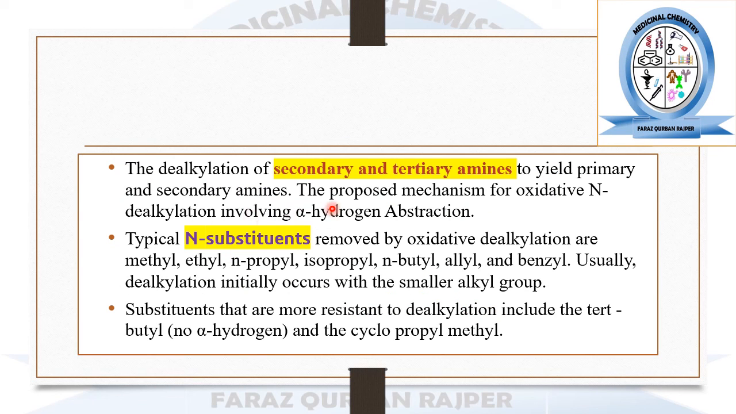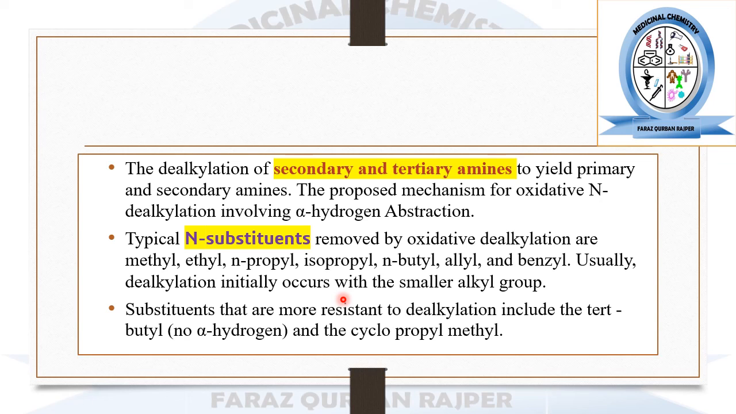The dealkylation of secondary and tertiary amines ultimately converts them into primary and secondary amines. Whenever a secondary amine undergoes dealkylation, it gets converted into a primary amine, and a tertiary amine is converted into a secondary amine. The proposed mechanism for N-dealkylation involves abstracting the alpha hydrogen atom. The typical N substituent removed by oxidative dealkylation can be methyl, propyl, and isopropyl. Usually N-dealkylation occurs initially with the smaller alkyl group.